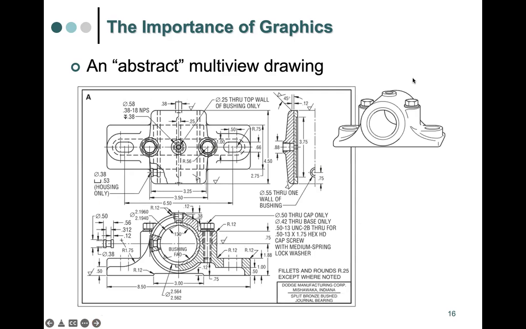For example, this one we call a split bronze brush journal bearing. This is a type of spare part, and you can see that it is very complex to draw. Of course, we're not going to make this, but this gives some ideas: this is from the front view, very detailed, and this is from the top view, and this one is from the other sides.